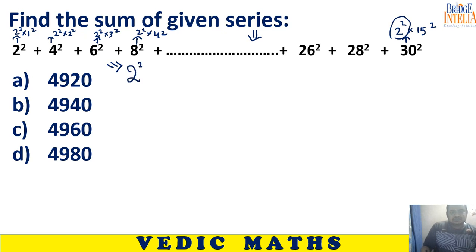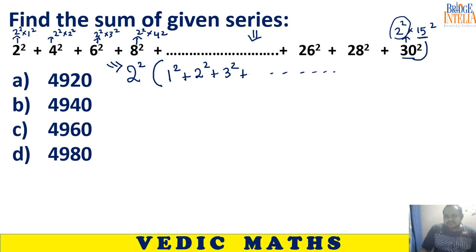So if you take 2 square common and outside, so now the series will look something like this. 1 square plus 2 square plus 3 square. And it will go up till 15 square, not up till 30 square, because 30 square can be written as 2 square into 15 square, and we are taking 2 square outside as common. So now this series will stop at 15 square. So 2 square is equal to 4. So 4 into this series.